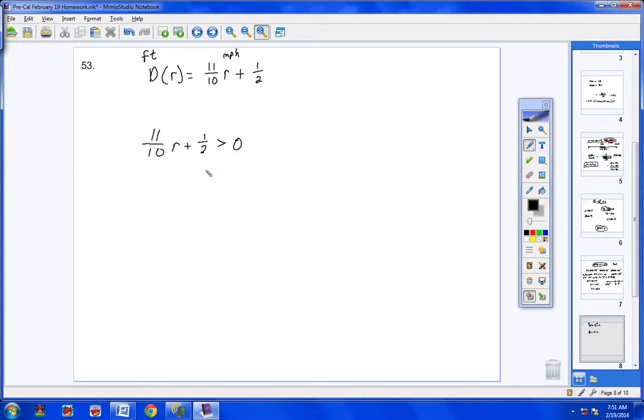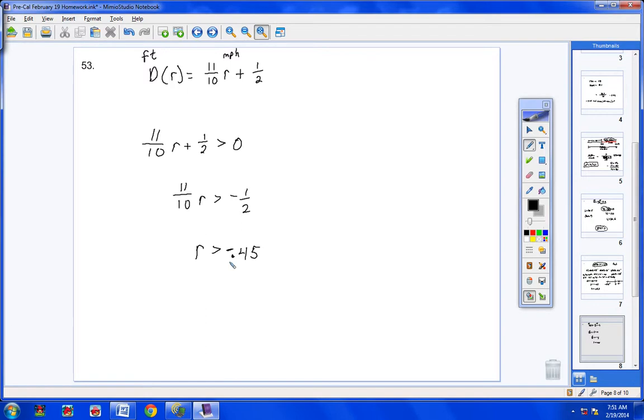So let's real quick check on this and see what we come up with, okay? 11/10 R is greater than negative 1/2. And then we're going to divide both sides by R, and we're going to get this right here. 0.5 divided by 11/10 would be negative 0.45. So your rate has to be greater than negative 0.45.